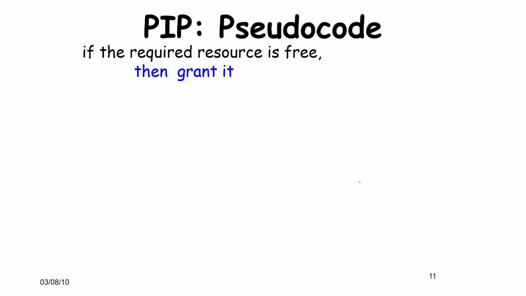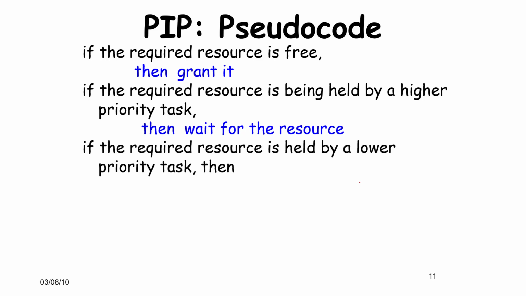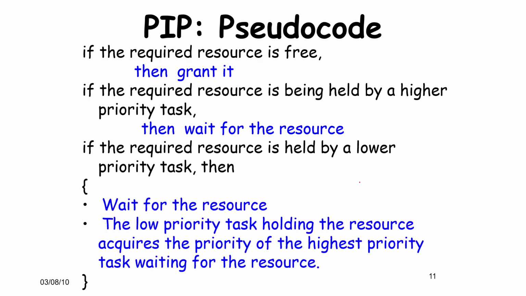So then the pseudocode is very simple. If the resource is free, then grant it. If the required resource is being held by a higher priority task, well, then you have no choice. Wait for the resource. If the required resource is being held by a lower priority task, then of course the interesting choice comes in. So then we wait for the resource, right? But we raise the priority of the low priority task that is holding the resource to the priority of the highest task that is waiting. So this is the idea of the priority inheritance protocol.